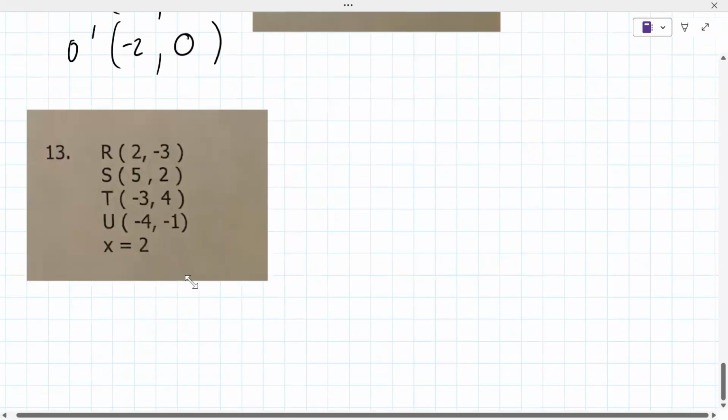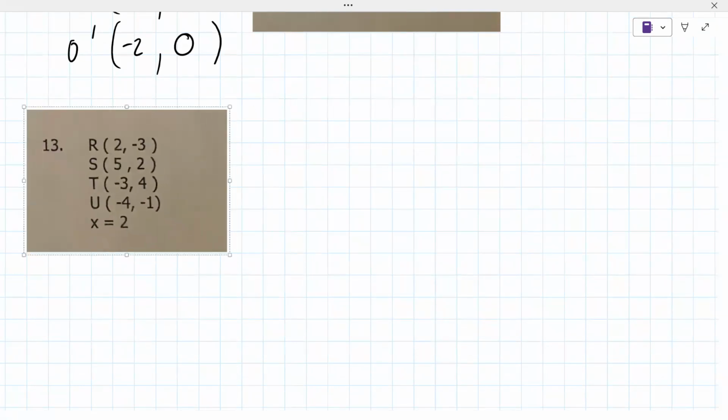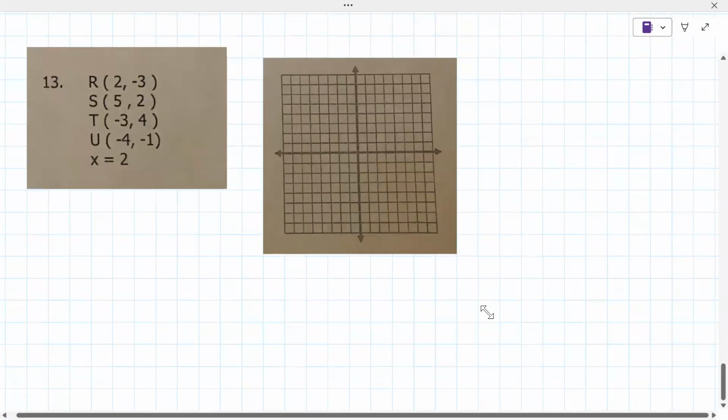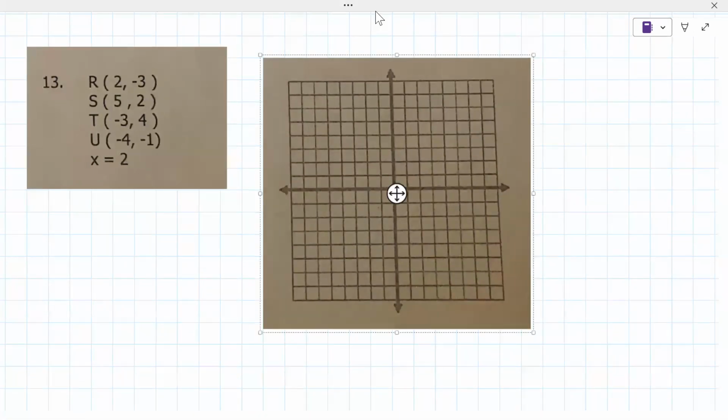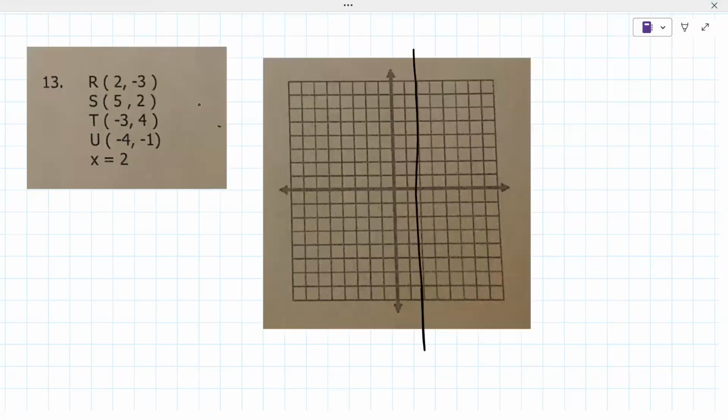Make sure we get 13. 11 you'll be able to get by using that formula. The ones where they're not, there's no formulas for these, you just have to do them. So here is the mirror, x equals 2 is your mirror right there. There's your mirror line. And then I'm going to plot all the original points here. So R 2, -3, it's right on it.